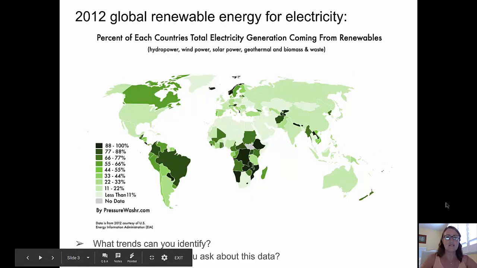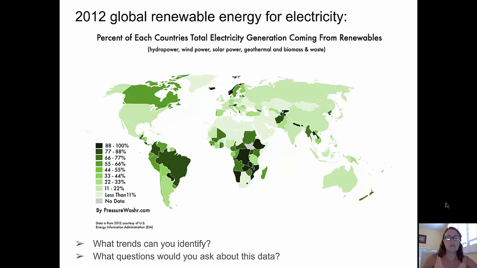So just to start out and get the stage set, we're going to look at a little bit of data from the EIA, the Energy Information Administration, from 2012. What this map shows is global renewable energy that's used for electricity. Countries in a darker shade of green are using a higher percentage of renewable energy sources for generating electricity. And those in lighter green, such as the United States, much of Europe and Asia, are using a lower percentage of renewables for generating electricity.